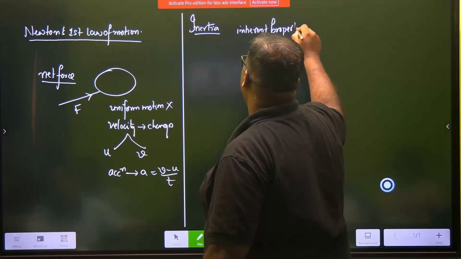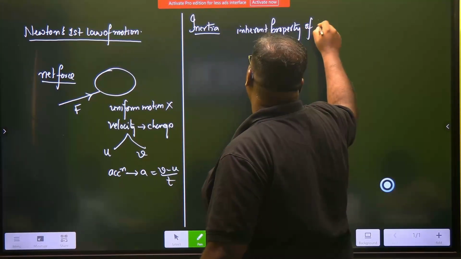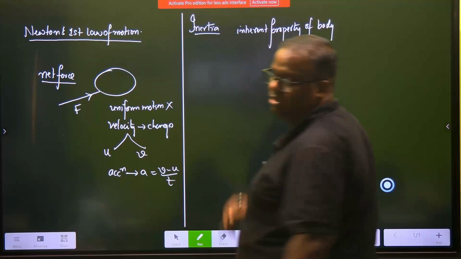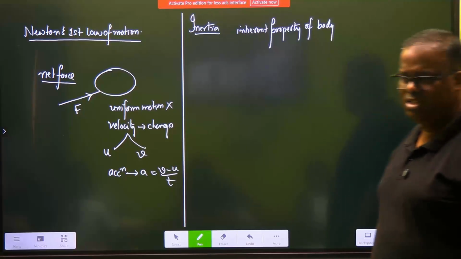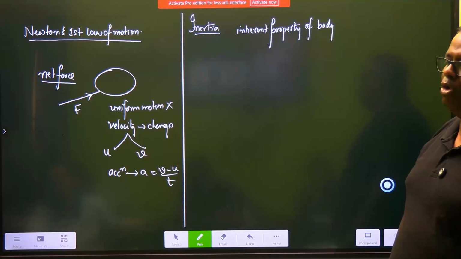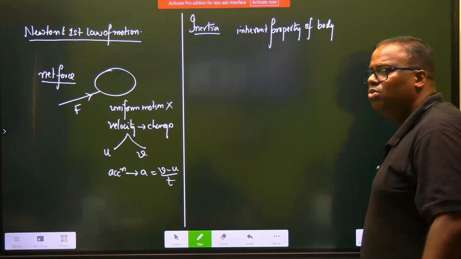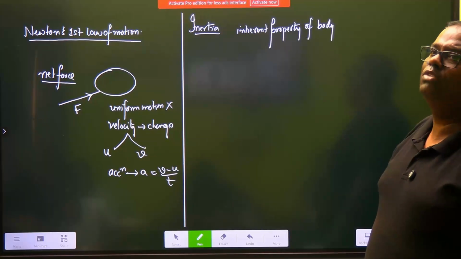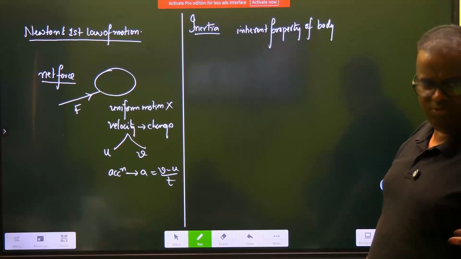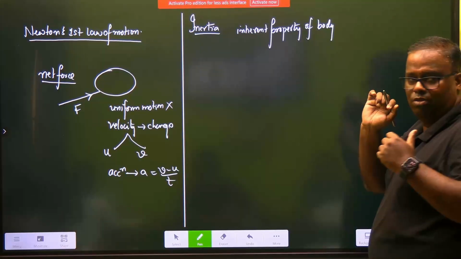Whether you apply any force or not, inertia is built into the body. It's like the amount of stubbornness you are born with. Everyone has a little bit inside. Can you go to Ratnadeep now? Not now, I'll go later. Can you just switch off the fan? No, why only me? Everyone has that. So it's an inherent property of a body.